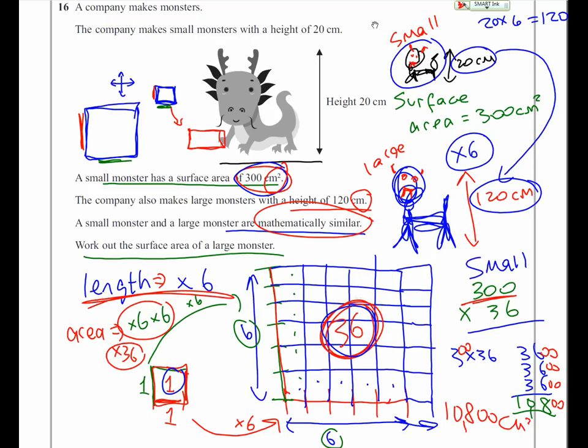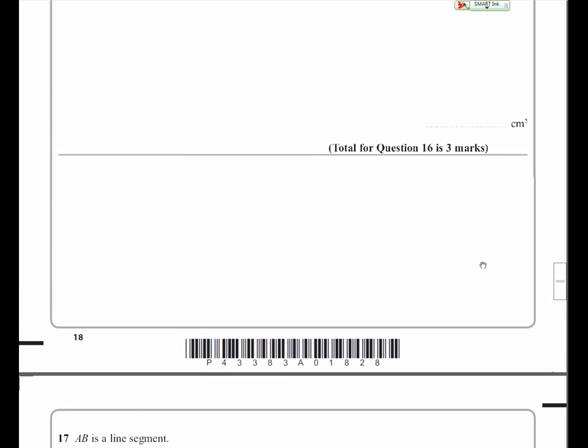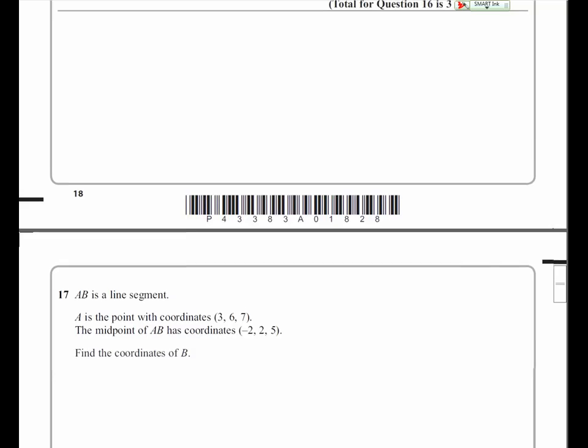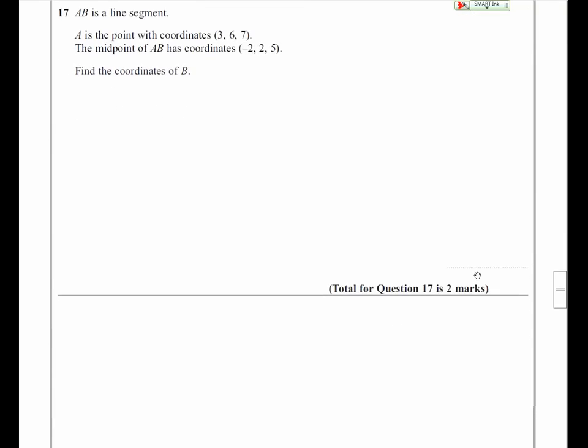So it will have a big impact on the change of area, much bigger than the change of each of the lengths. Okay, I hope that makes sense. I've tried to explain it as best that I can. Obviously, you wouldn't do all the explaining in the exam, so if you just knew what to do straight away, 3 marks. Find out the scale factor 6, and then times by 6 and times by 6 again because it's area.